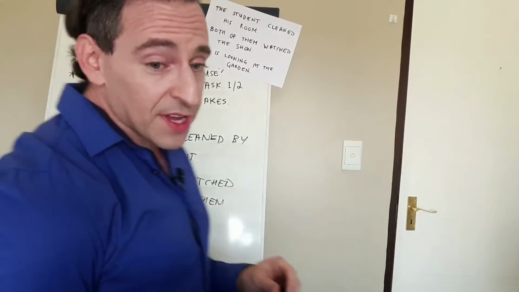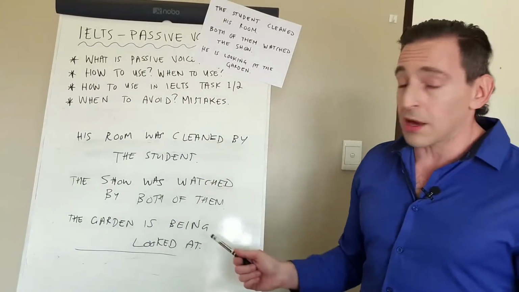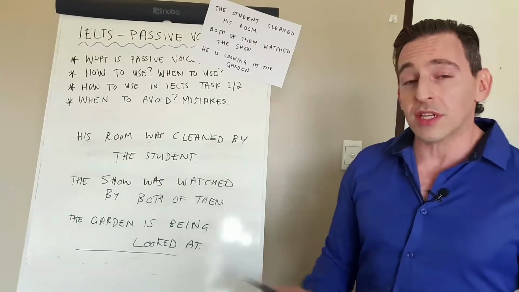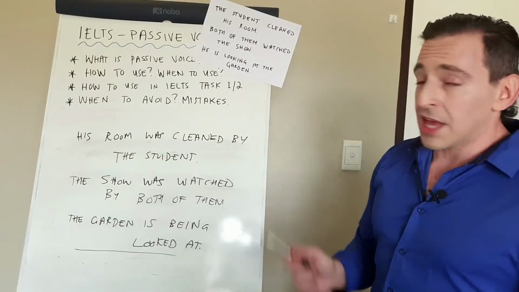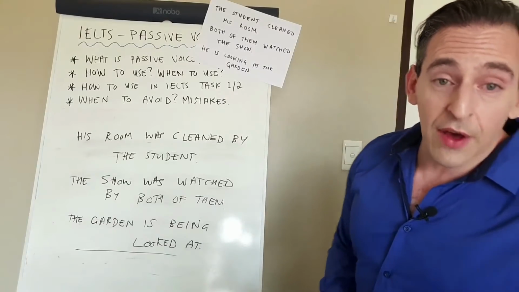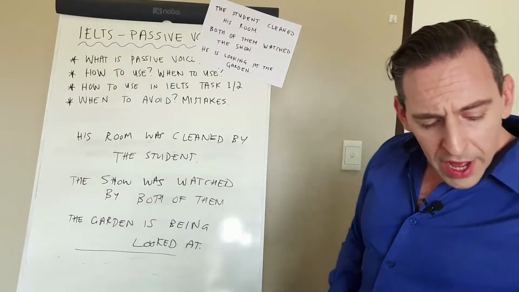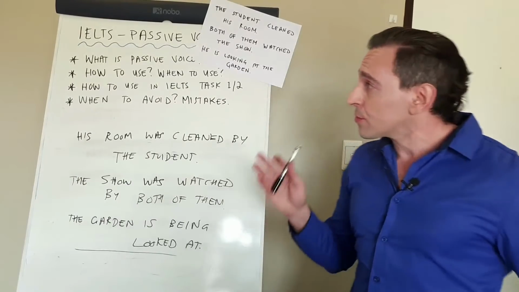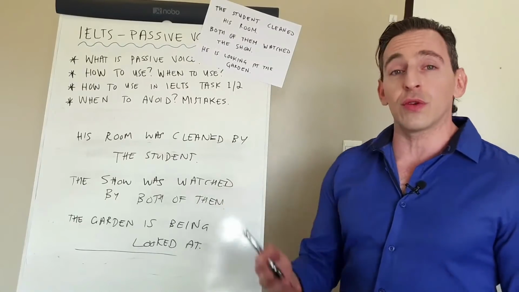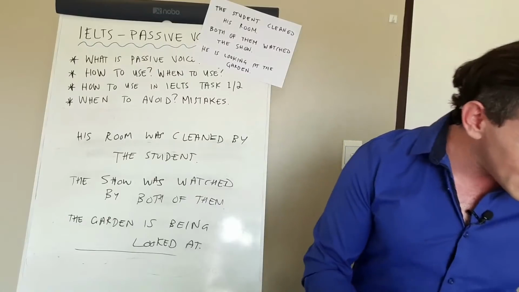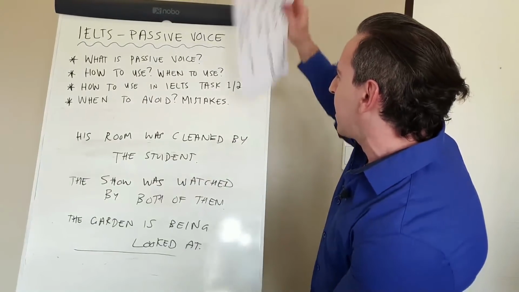I've specifically left off the subject. I'm not saying who is looking at the garden. And I've done that for a reason, because we're going to look now at reasons why you would actually use passive voice. And then we're going to jump into why you would use it for IELTS. And here is your next exercise.